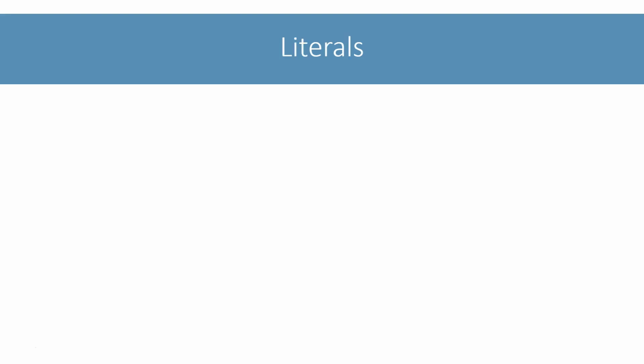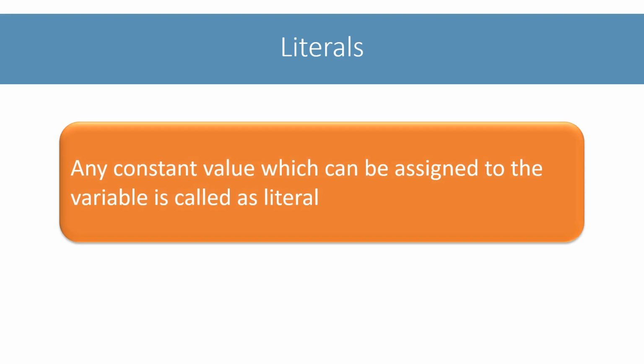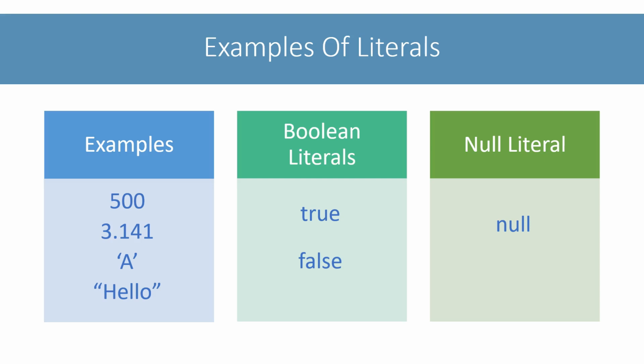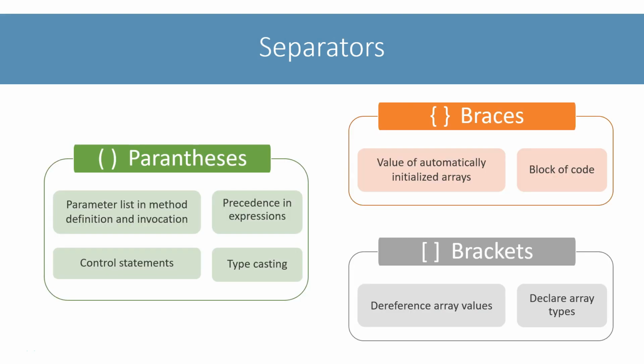The next type of tokens are literals. Any constant value which can be assigned to the variable is called a literal. Some examples of literals are 500, which is an integer, 3.141, which is a floating point number, 'a', which is a character, "hello", which is a string. There are also two special types of literals, the boolean literals represented by the words true and false, and the null literal represented by the word null. This is just an overview. I will have a lot more to say about literals after we complete our discussion about data types.